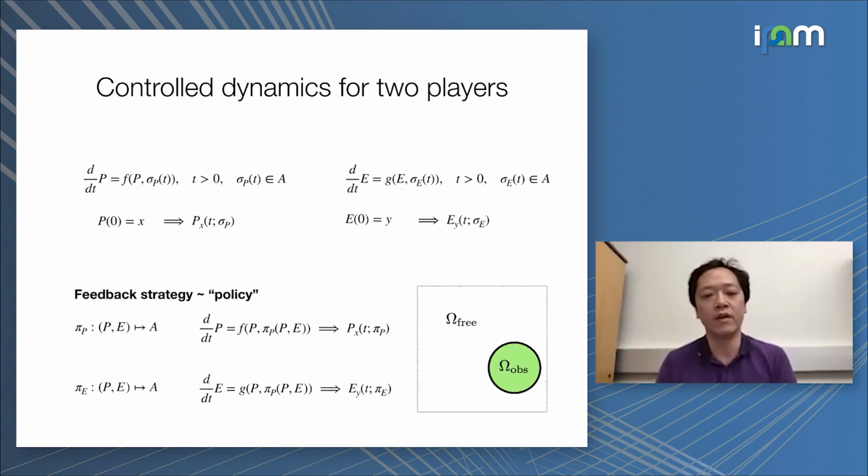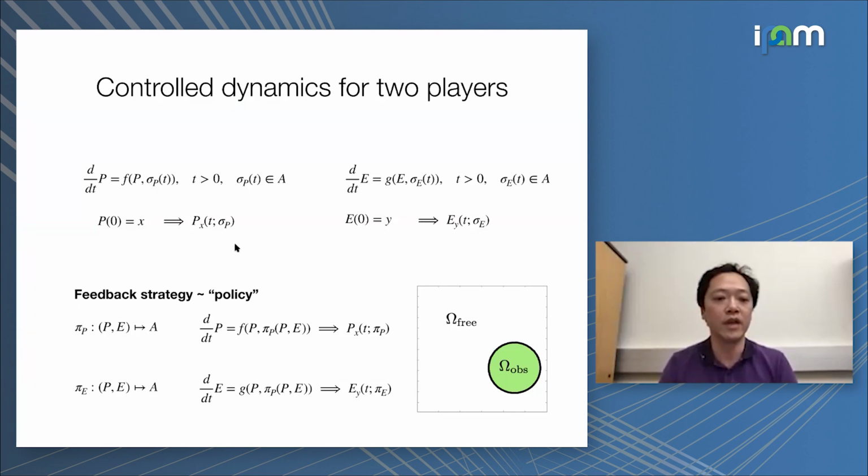So to put our discussion in a more concrete form, it's inevitable that we put up these formulas that people have probably shown in many different talks in this conference already. So we assume that there are two players, or two groups of players, P and E. P denotes the pursuer and E denotes the evader, and they are controlled. This is the dynamics, and each of them has a control, sigma sub P and sigma sub E. The good guy will start out from initial position X, and we will use P sub X of T comma sigma P to denote the trajectory generated from the initial condition X under the control sigma P, and accordingly for the evader.